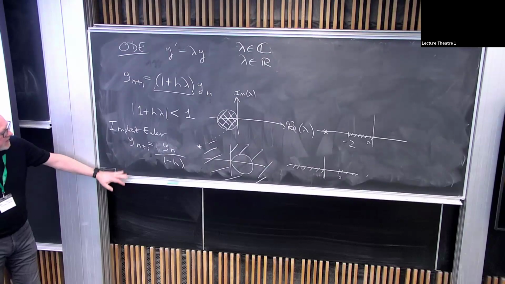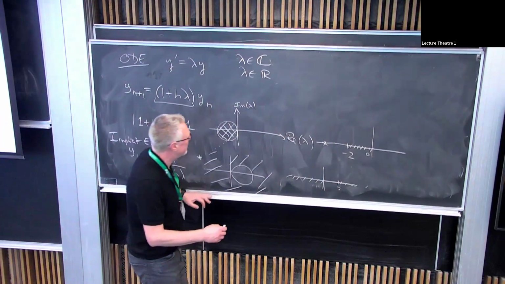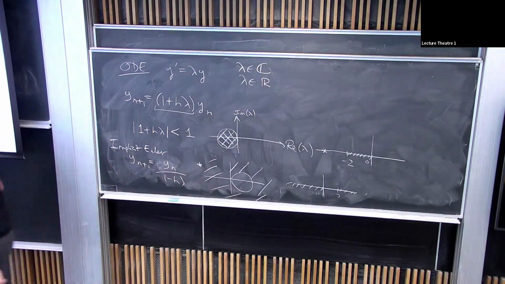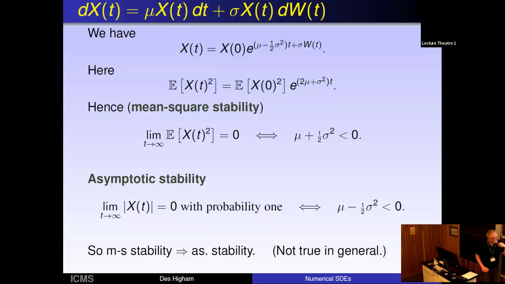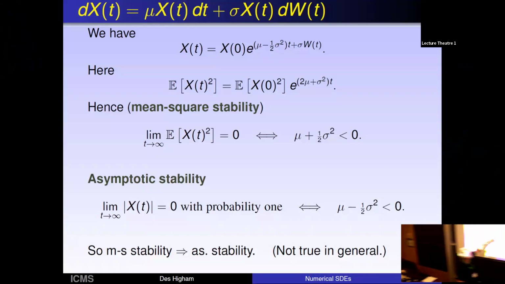Okay, another point, just to try and motivate what we're doing next, we're going to look at this SDE, which is scalar and has these 2 multiplicative terms. So mu x, so mu is like lambda, and we also put a multiplicative diffusion. And I'm only going to look at real values of mu and lambda.